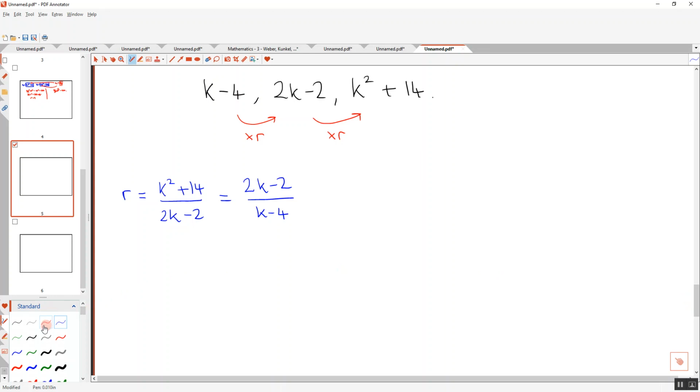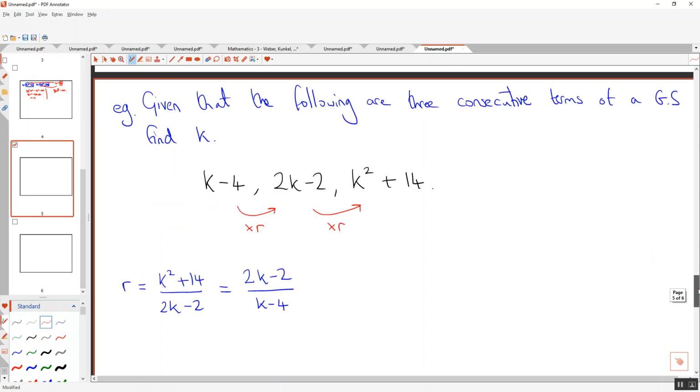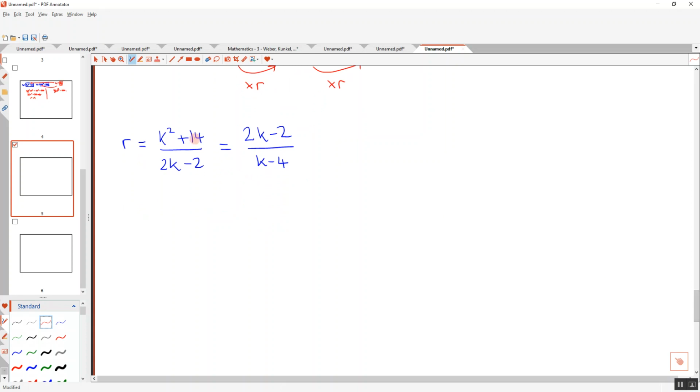Now, here I've got an equation involving k's. I've got another equation involving k's. I know they're both equal to each other. And what am I trying to find again? What is the question saying? I'm trying to find out k. So what do I need to do here with these equations? I need to solve it for k, yeah? I need to solve this horrible looking equation for k.